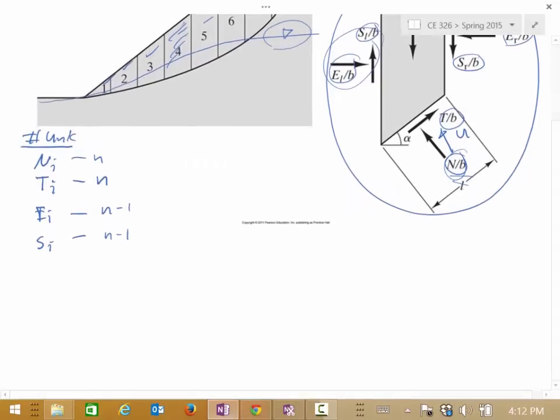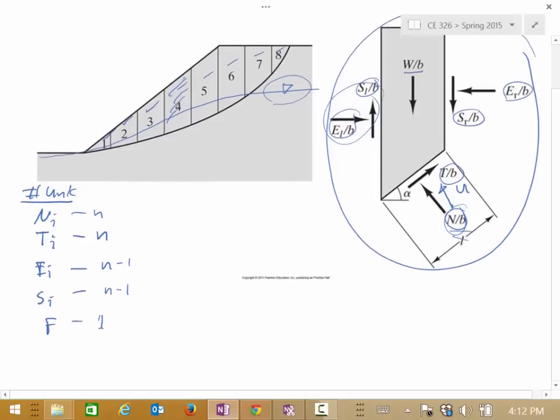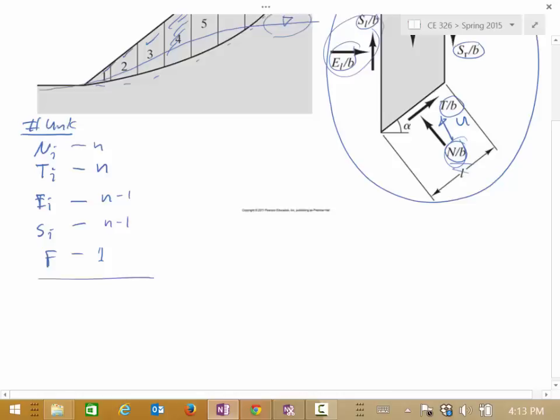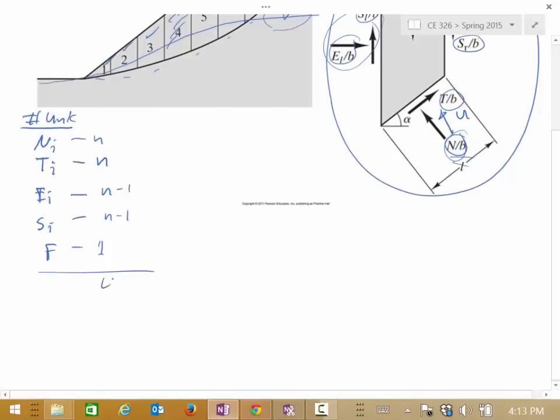And there's another one which you always forget, but it's important: I don't know the factor of safety. And how many factors of safety are there? One. We're going to assume that the factor of safety on the bottom of each slice is the same. Now somebody asked this question. That's not necessarily true. But we're going to make the assumption that the ratio of the mobilized shear stress to the shear strength is the same on the bottom of each slice. That's not true, but we're going to make that assumption. Okay, so that's 1, 2, 3, 4, n minus 1. That's 4n minus 1 unknowns I've got, right?